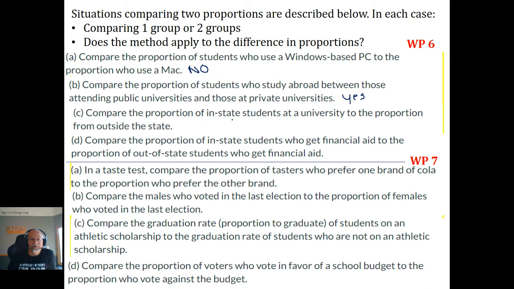Compare the proportion of in-state students at a university to the proportion from outside of the state. Okay, now in this one we have "at a university." Okay.